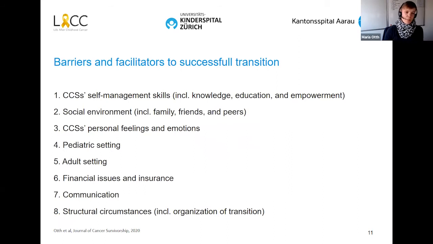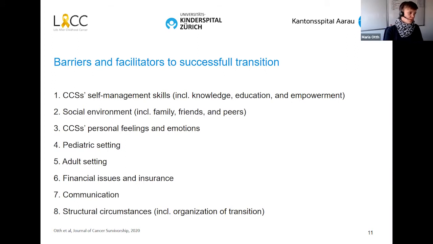And having in mind that there are so many different disciplines involved, it's not so astonishing that there are also barriers and facilitators for a transition. That's what we looked at in 2020 in a systematic review, to see what the barriers and facilitators are for a successful transition.